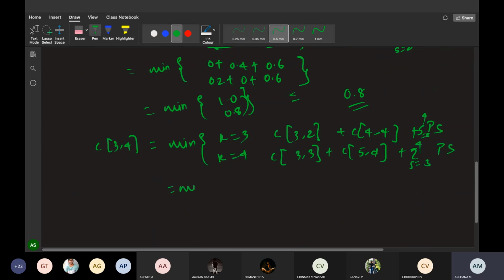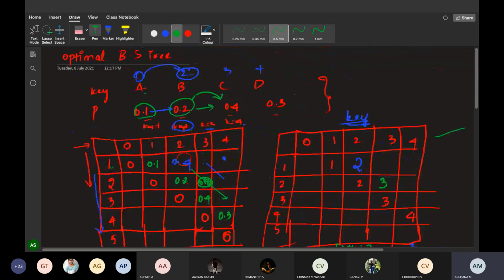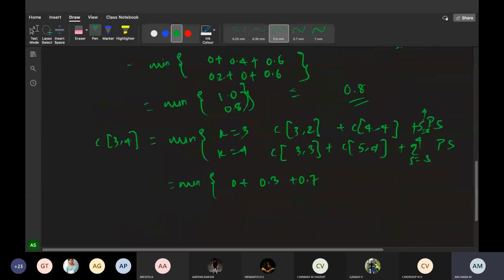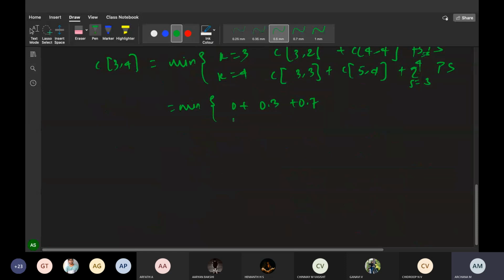I'm just writing the values. You can go through the values and see 0 plus 0.3 plus 0.7. You know how I got 0.7 from 3 to 4. Look here, from 3 to 4, what is the frequency, from 0.4 to 0.3? Add this 0.4 plus 0.3, that is 0.7 you will get. Okay, that is one. And the next one is 0.4 plus 0 plus 0.7. So this is equal to minimum of 1.0 and 1.1. So what is the value you will get? Among these, which one is minimum? Give me the answer.